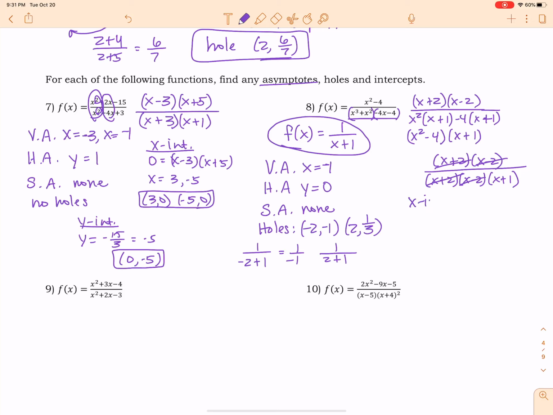Okay, x-intercept. Well, my x-intercept occurs when I set 0 equal to the numerator. So there is not one, because that is not a true statement. 0 does not equal 1. My y-intercept occurs when x is 0. So there is a y-intercept, just like that.